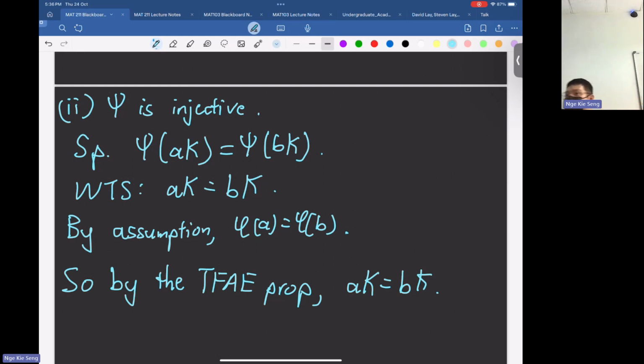Because last time we proved that the statements are TFAE equivalent. So you can go from phi A equals phi B to AK equals BK, and then from AK equals BK to phi A equals phi B. In this case, one direction proves that psi is injective. The other direction proves that psi is well defined. So you use both directions here to show different things. Any question?